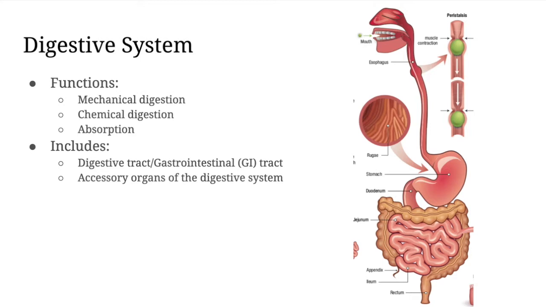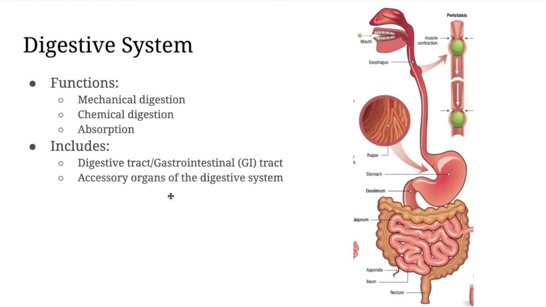A few functions would be mechanical digestion, chemical digestion, and absorption. We'll talk about those in just a minute. Your digestive system includes two major parts. One is going to be the digestive tract, also called the gastrointestinal or GI tract. That is one long continuous tube from the mouth to the anus. So it includes the mouth, the esophagus, the stomach, small intestine, large intestine, rectum, and then the anus.